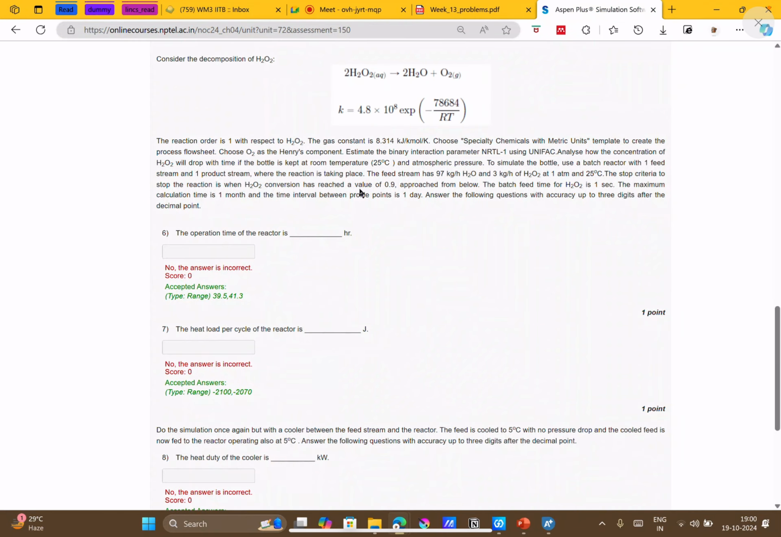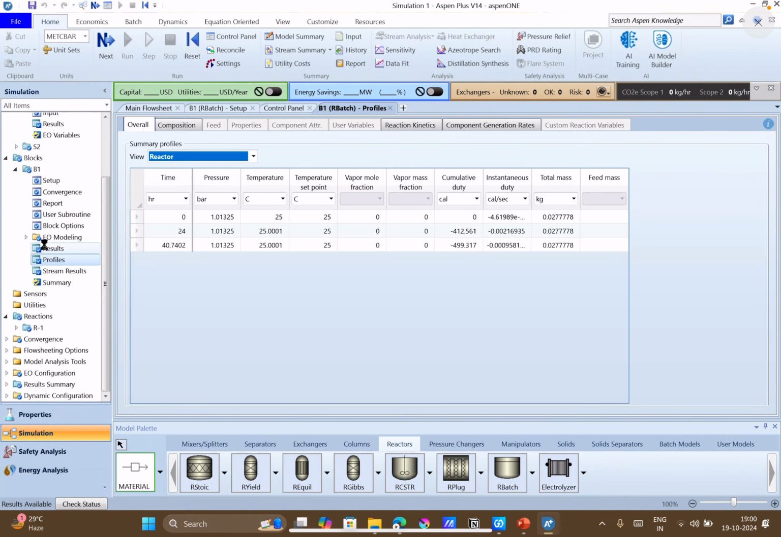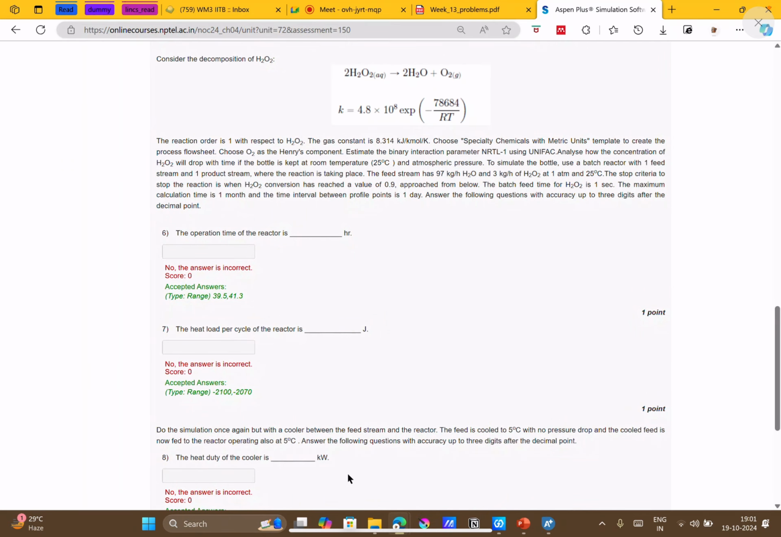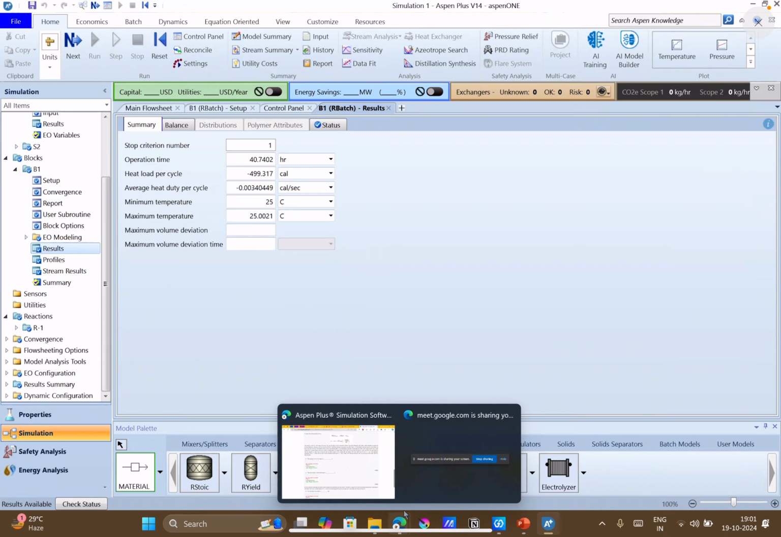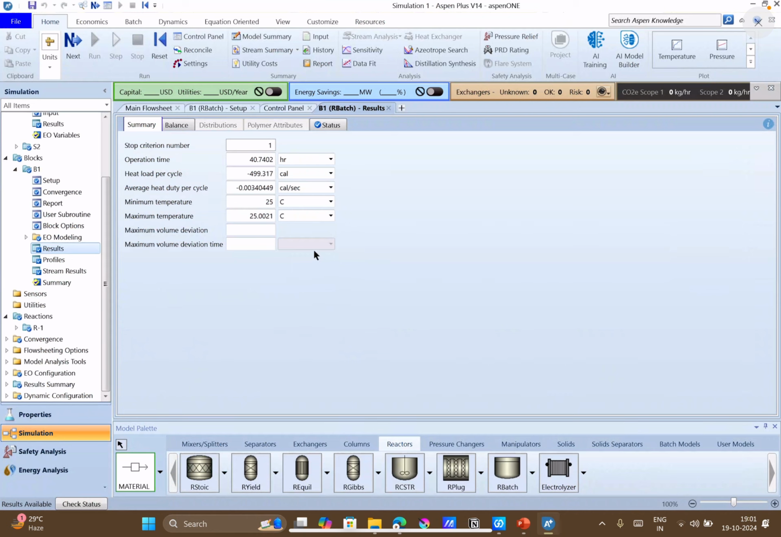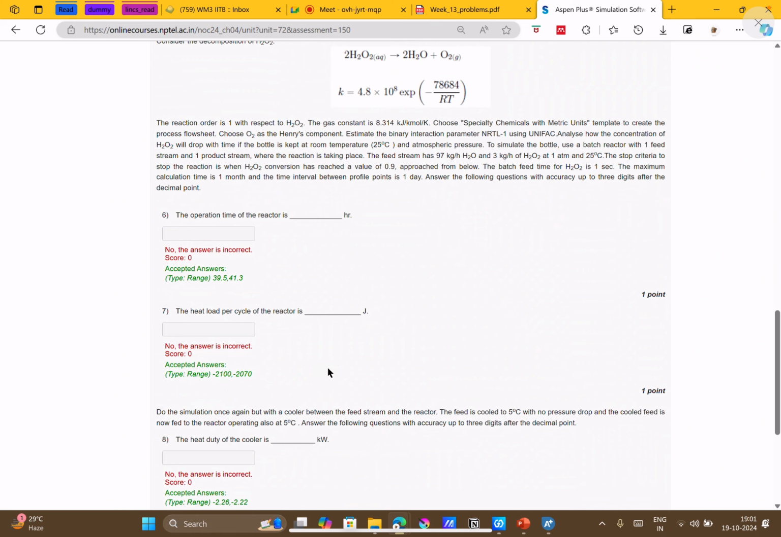So till then let's verify our answer. It has been asked the operation time of the reactor in hours. So go to the profiles or the results here. So operation time. The range is given between 39 to 41, and our answer is 40.7, which is matching. The heat load per cycle of the reactor is how much joule? So heat load per cycle in joule. 2090.54, a negative value. That is also correct, minus 2090, which is in between the range.